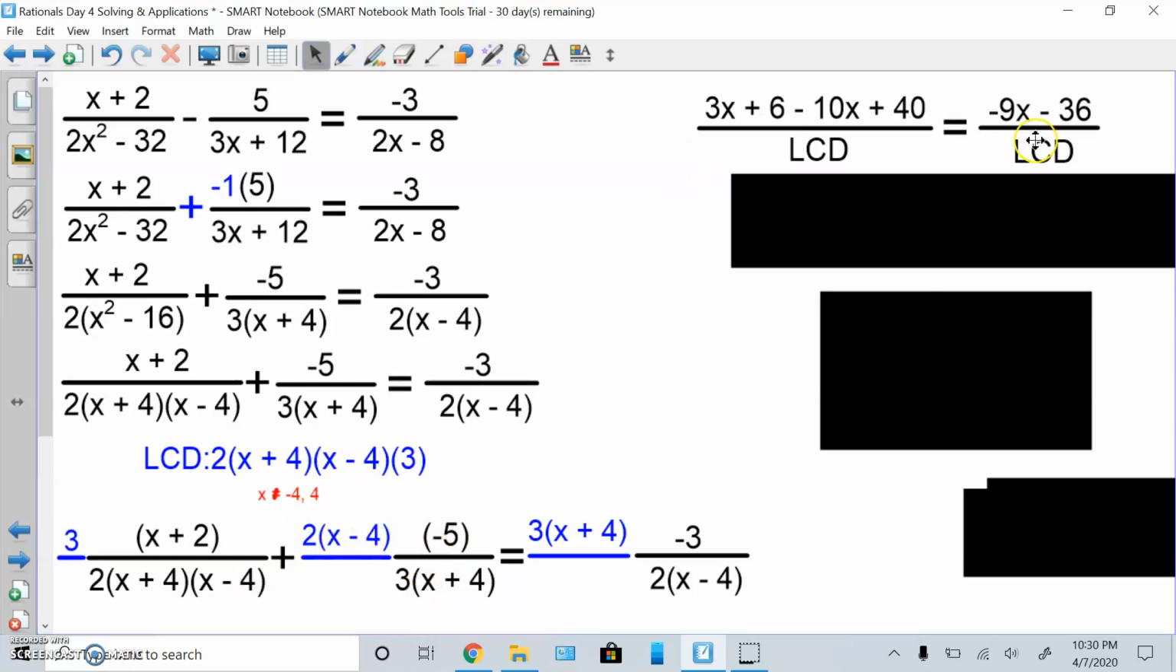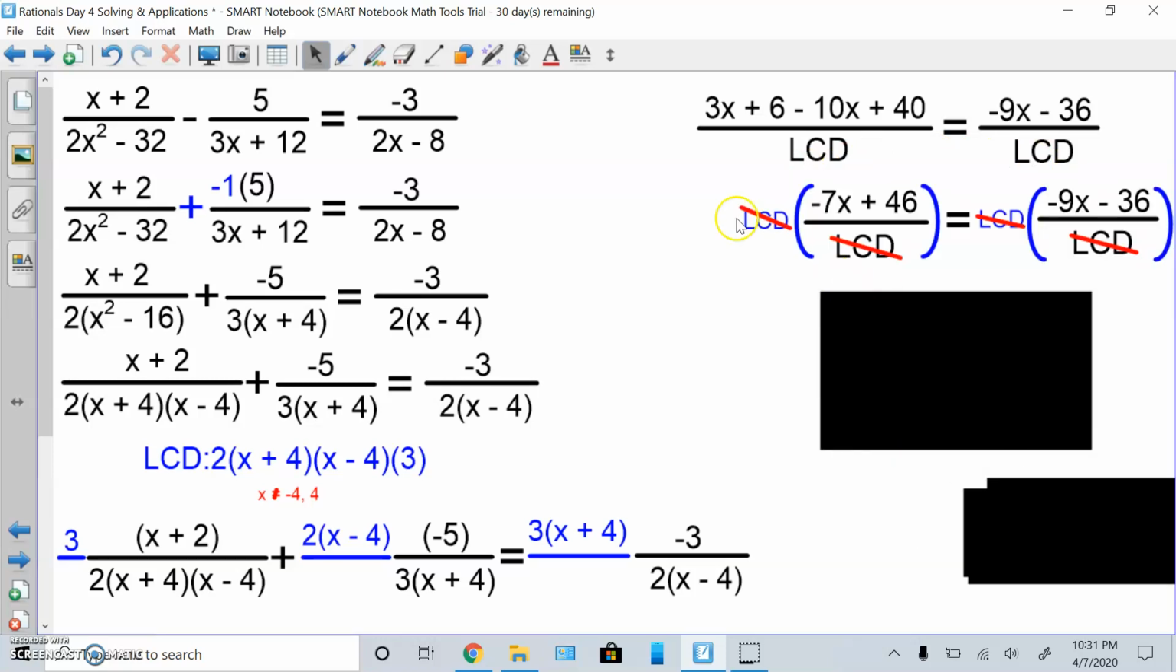The bottom is LCD. On the right side, same thing, you multiply these. I did negative 3 times 3 is negative 9. Negative 9 distributing to x plus 4 gives you negative 9x minus 36, and the bottom is LCD. Once both fractions have the same bottom, you get rid of the denominators by multiplying both sides by the denominator. So LCD, LCD. Those cancel out. What's left over is your problem. This top equals that top.